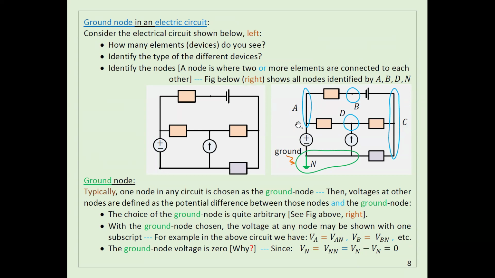Same thing here. All of this is just one point, okay? This is one point, okay? All of this is one point. Okay? So that's the definition of a node.